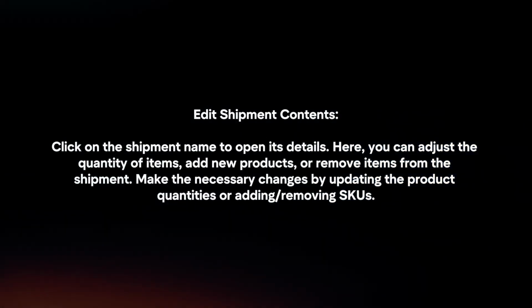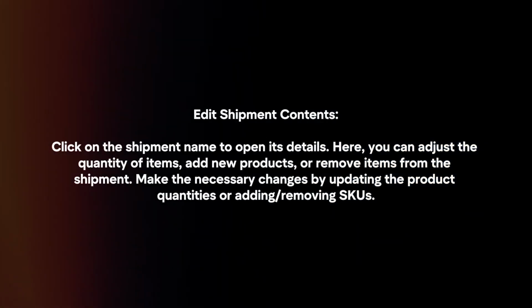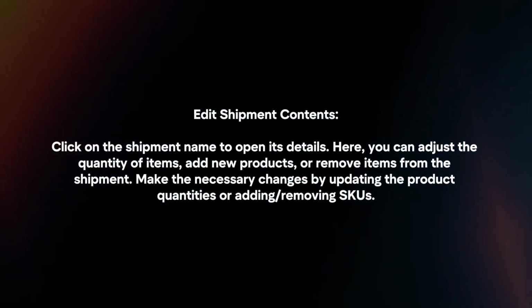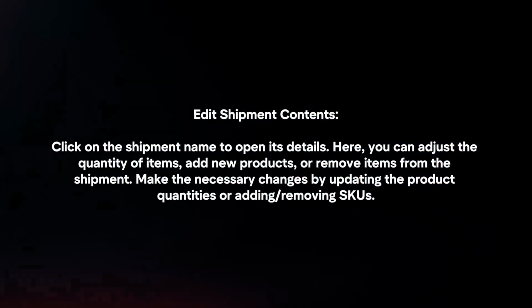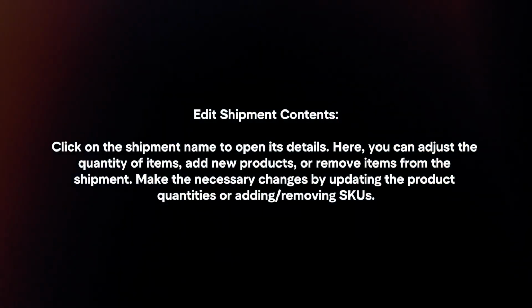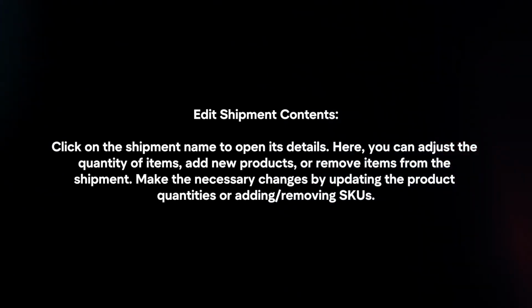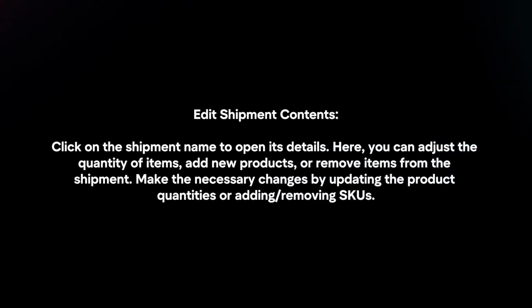Edit shipment contents. Click on the shipment name to open its details. Here, you can adjust the quantity of items, add new products, or remove items from the shipment. Make the necessary changes by updating the product quantities or adding or removing SKUs.